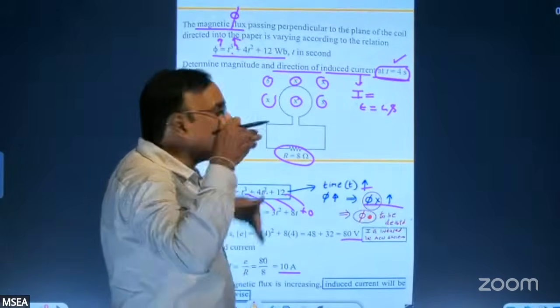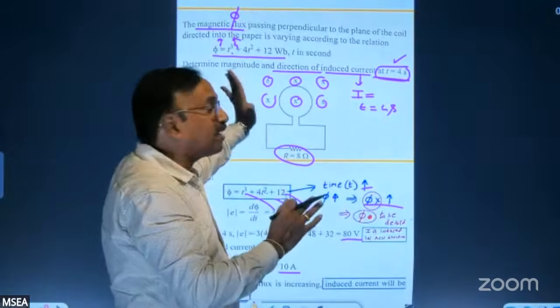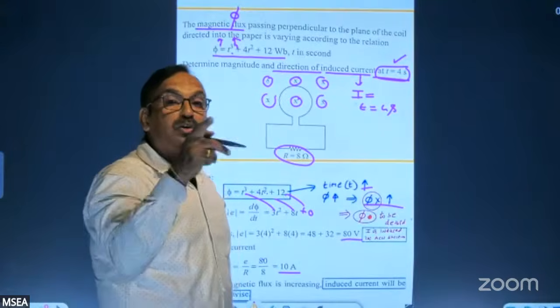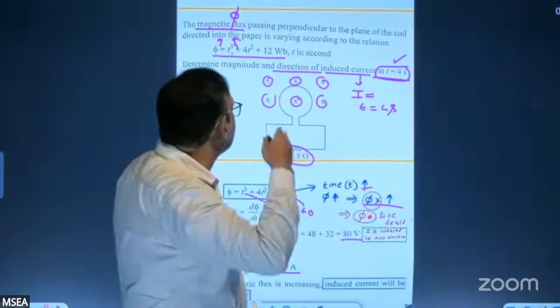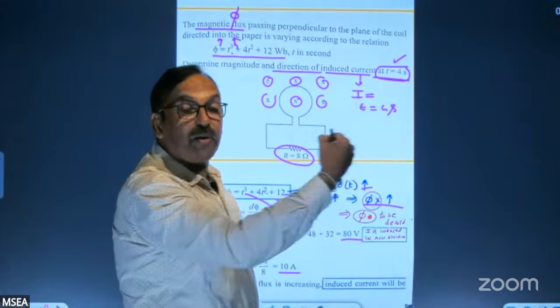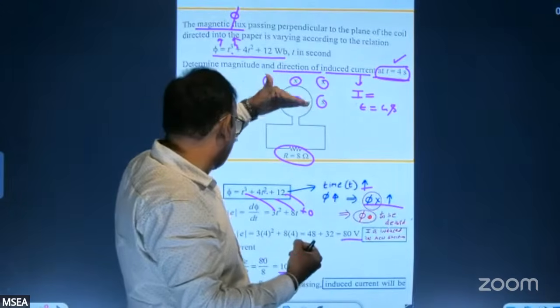Basically, the inward magnetic field is increasing. That is responsible for giving the EMF there. It wants to oppose that basic cause, that root cause. The root cause is that the inward magnetic field is increasing. It doesn't like it, so it wants to develop an outward field there.